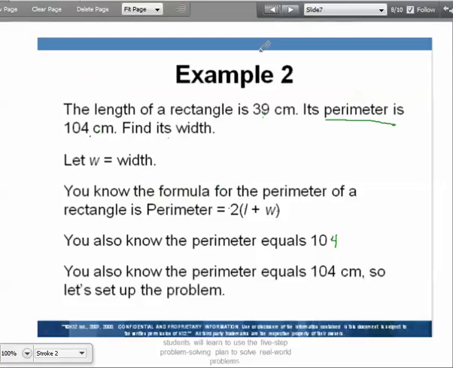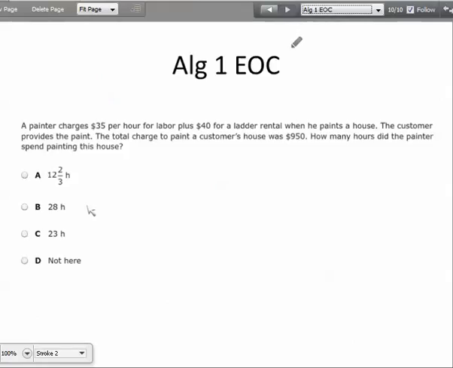Let's go back and look at our problem here. So will that work? 39 plus 13, 39, 40, 41, 42, 52, times 2 is 104. Yes, it worked. Yay! So we solved that one.